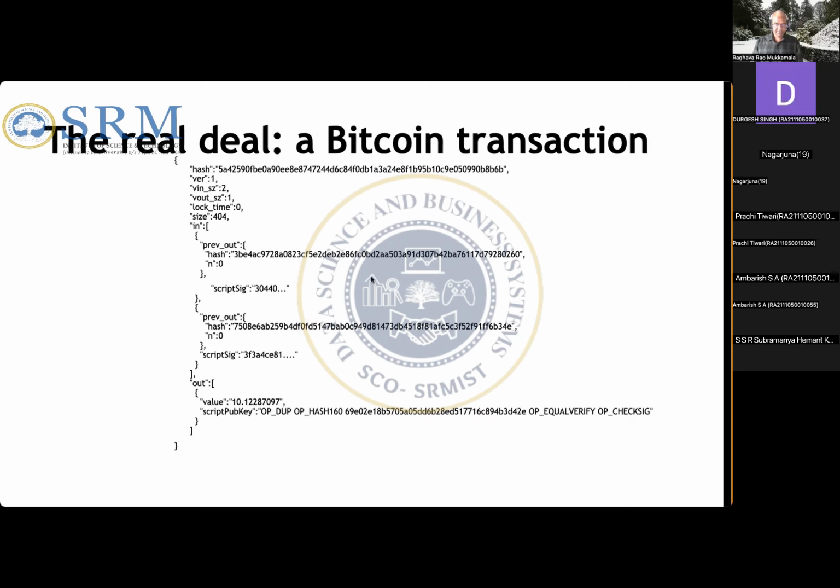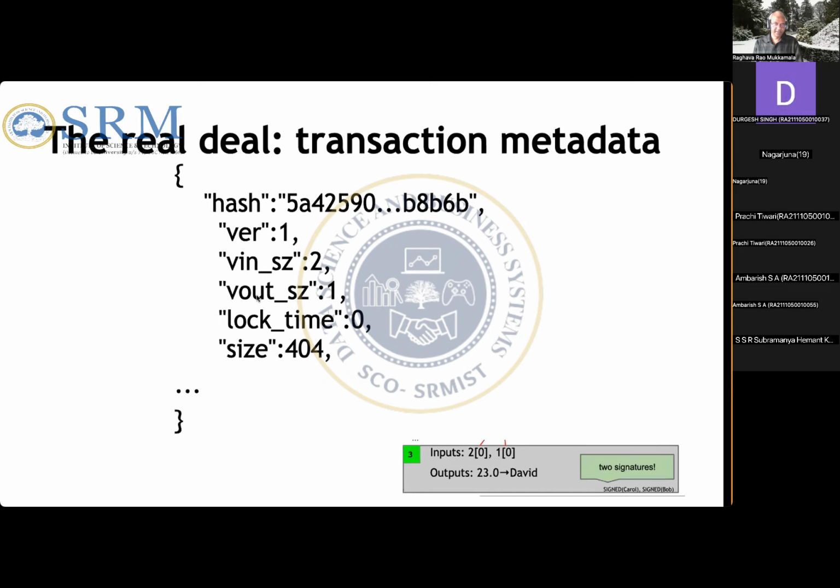But vin_sz is nothing but the size of the inputs. So in this case, we have 2 inputs. You can see here, one input, and this is another input. So the header will say that there are 2 inputs. Similarly, vout_sz is the number of outputs. So this is how many coins we are creating, and this is how many coins we are spending.